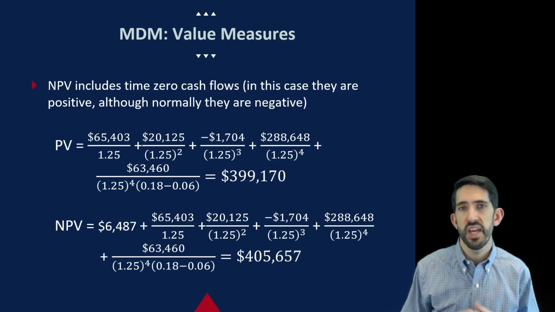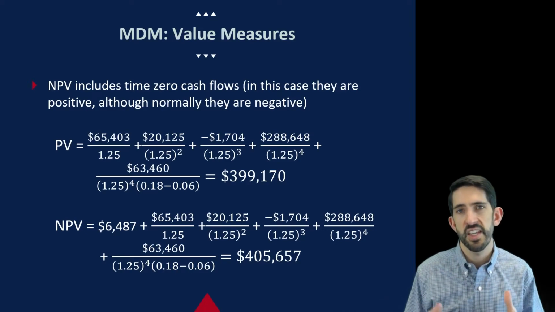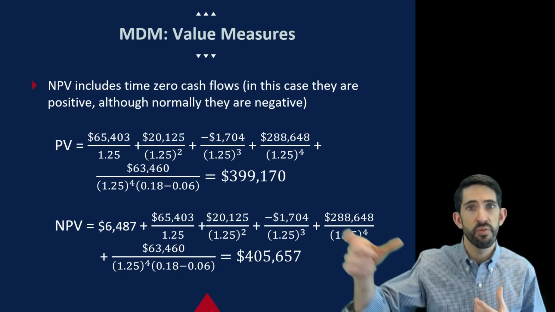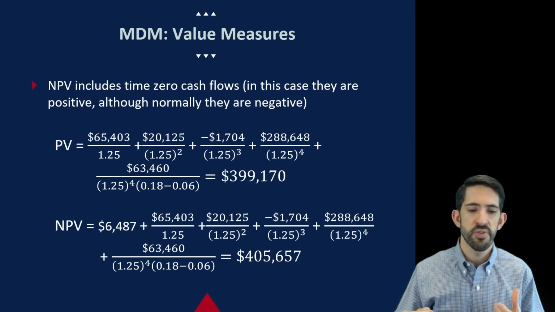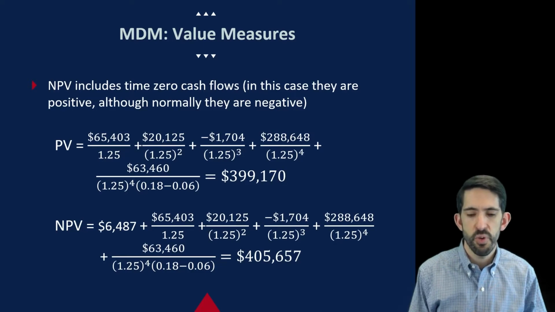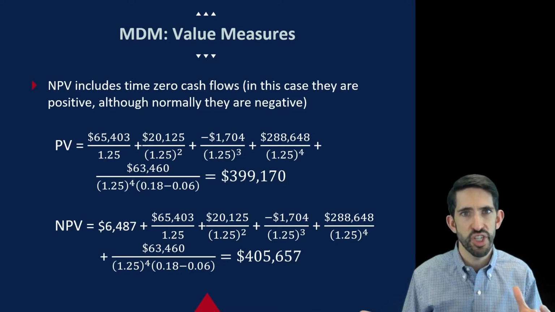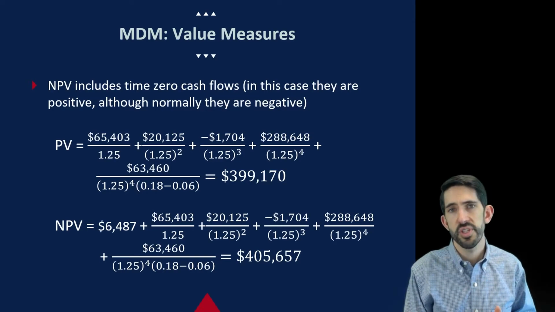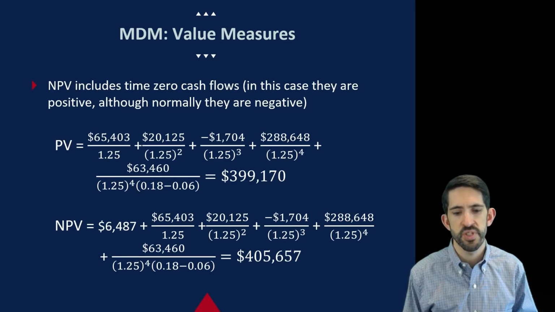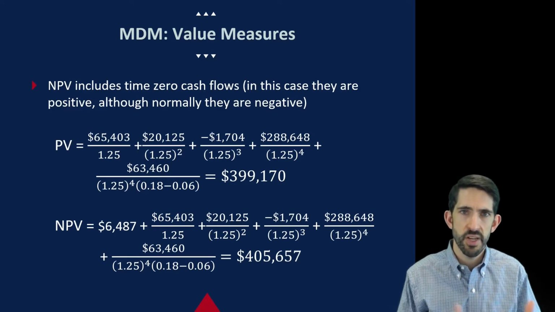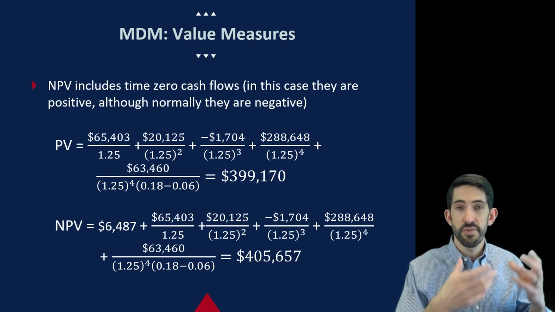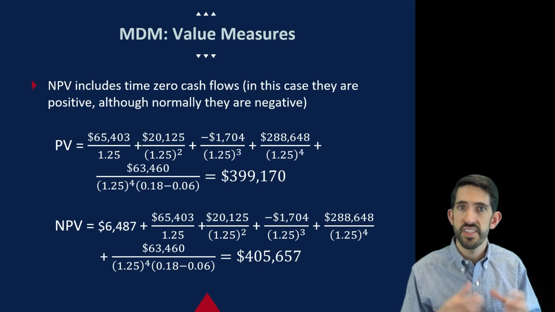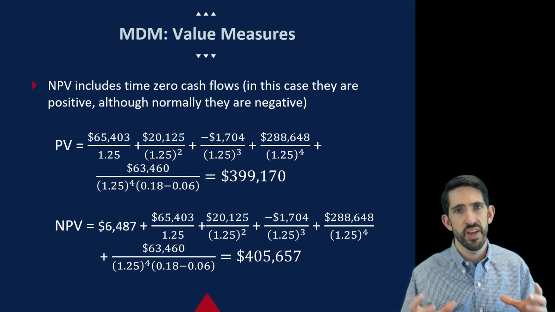And then finally, we took that last cash flow, and that's the cash flow that we're going to assume we're going to use going forward in perpetuity. So we're dividing not only by 1.25 to the fourth, but also by R minus G. In this case, the R, or the terminal discount rate, is 18%, and the terminal growth rate is 6%. So that gives us the present value of the security. That's the first equation.